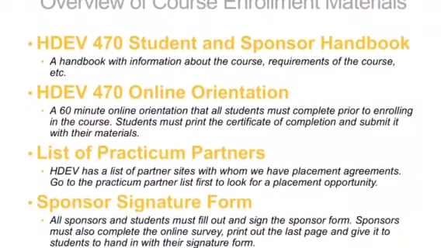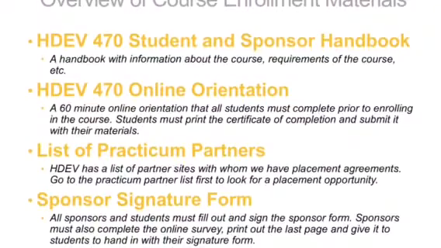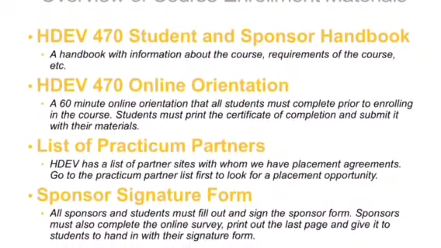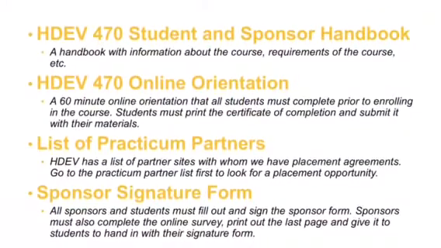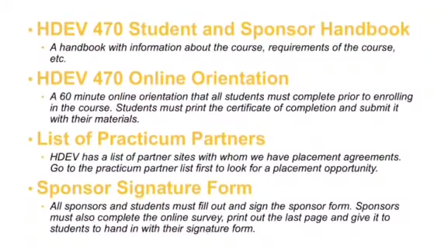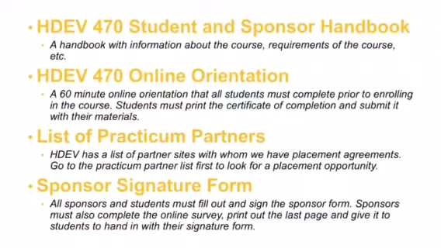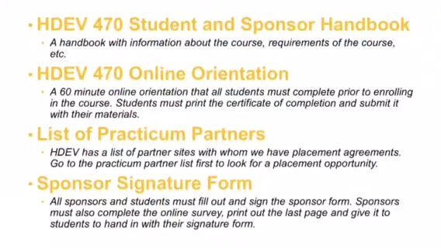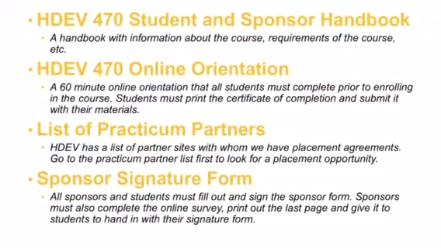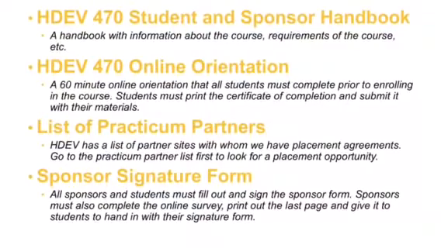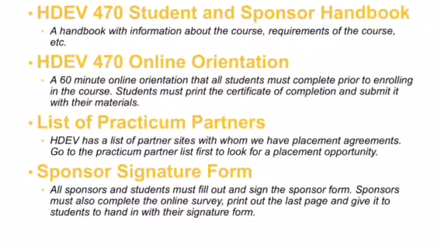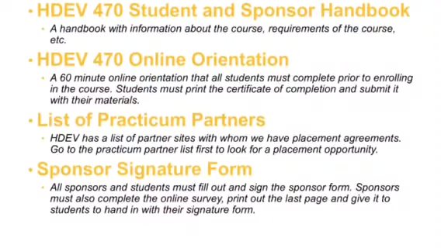A list of practicum partners will also be provided. HDEV has a list of partner sites with whom we have placement agreements. Go to the practicum partner list first to look for a placement opportunity. Finally, the student will be provided with a sponsor signature form. All sponsors and students must fill out and sign the sponsor form. Sponsors must also complete the online survey, print out the last page, and give it to students to hand in with their signature form.